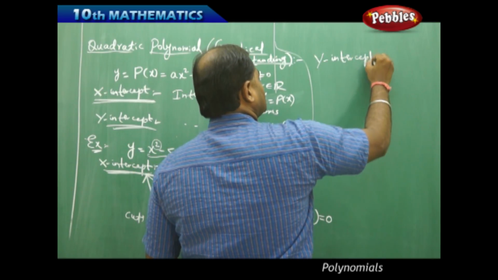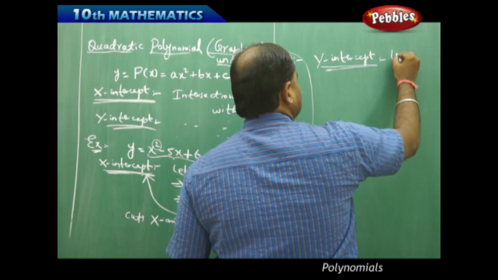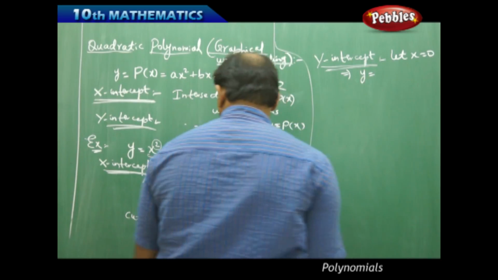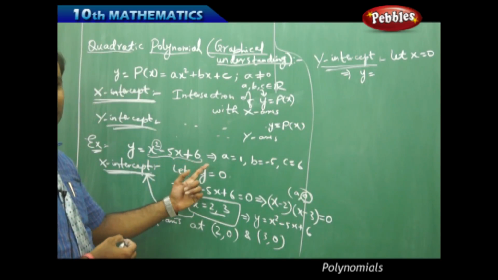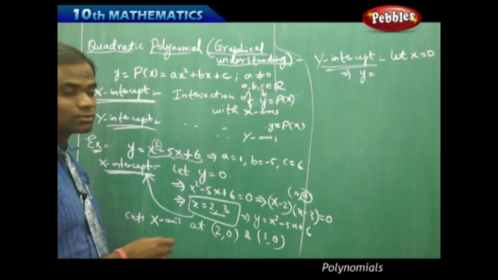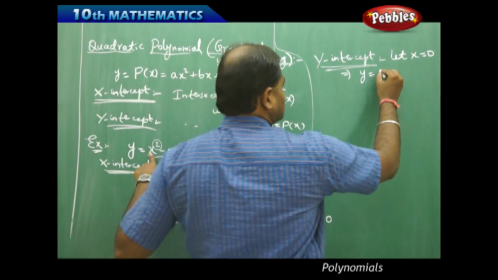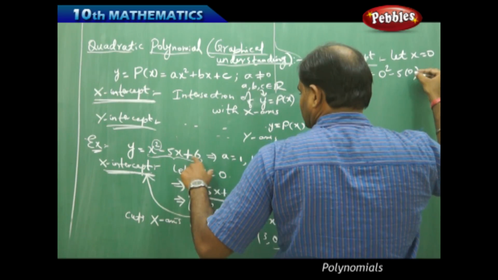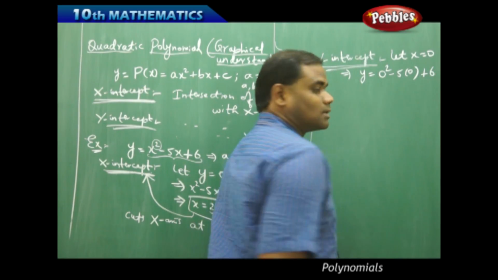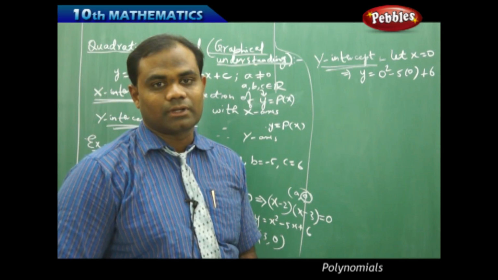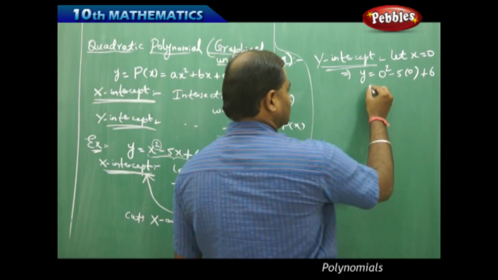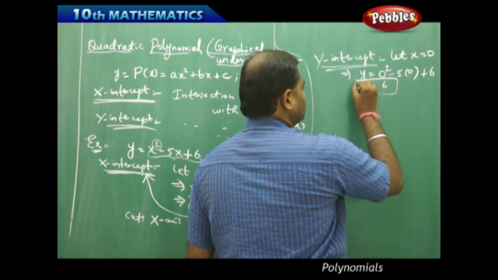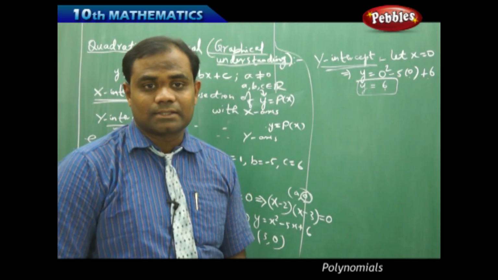To start with the y-intercept, let x equal 0. That implies the polynomial y equals x squared minus 5x plus 6 is simply substituted with x equal to 0. Thus, this reduces to 0 squared minus 5 times 0 plus 6. Further simplifying gives 0 minus 0 plus 6, which is 6. Therefore, this is the value where the graph cuts the y-axis.